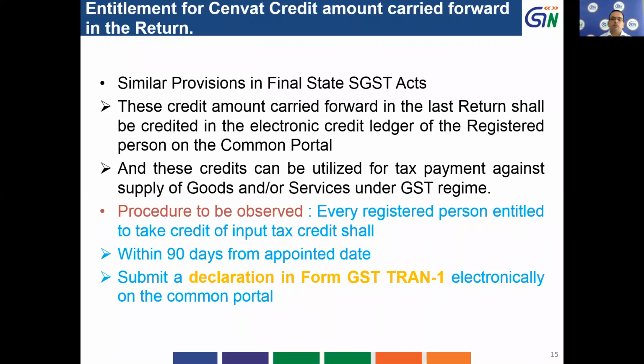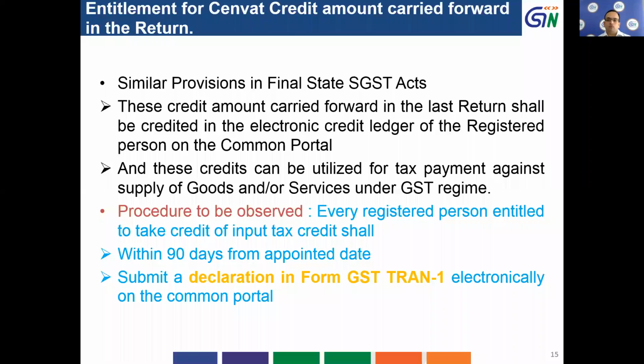The procedure which he has to observe is that every registered person shall be entitled to it if, within 90 days from the appointed date, he submits a declaration in the form GST TRAN-1. This form is to be electronically submitted, and it is very comprehensive, and it covers most of the provisions of the transition except for registration. It specifies what information has to be given.